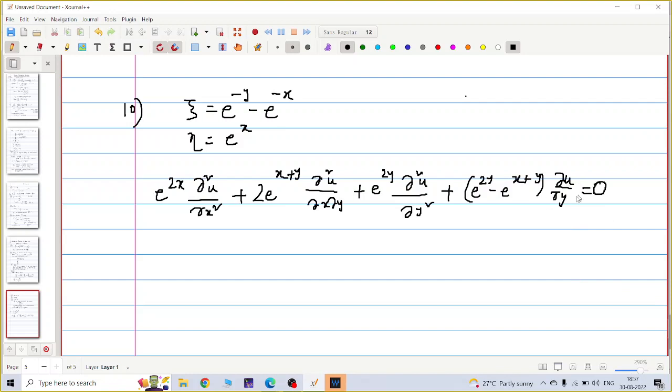The question is that you have to change the coordinates. x and y are the independent variables. You have to change them to ξ and η. So the transformation is that ξ and η are functions of x and y.